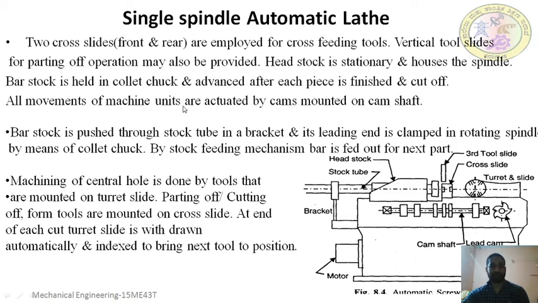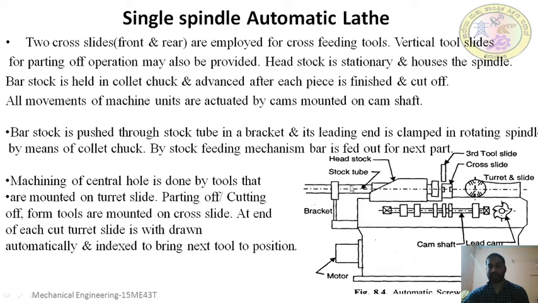All movements of the machine units are actuated by cams and camshaft. Here you have the cams and camshaft. So each operation, every cycle of operation, this advancement of the bar stock, everything is performed by cams and camshaft. Bar stock is pushed through the stock tube in a bracket, and its leading end is clamped here in the rotating spindle by means of the collet chuck. By the stock feeding mechanism, the bar is fed out for the next part.